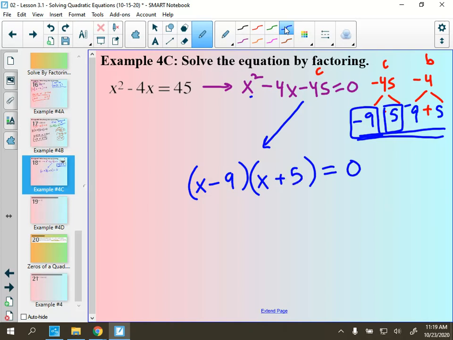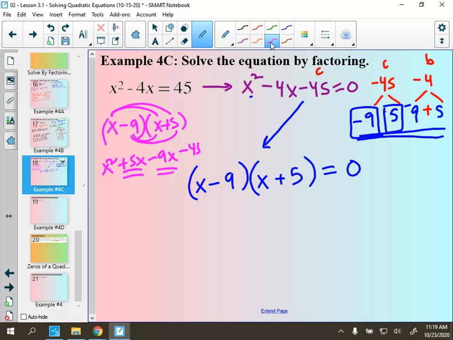You can double check it. I'm not saying you have to. But if you just want to confirm, like, hey, did I factor that right? You'd remultiply this and this to see what's going to happen. We're going to get an x squared, we're going to get a 5x, we're going to get a negative 9x, and then we're going to get a negative 45. And this time when I put these two together, I end up right back where I started, right here.